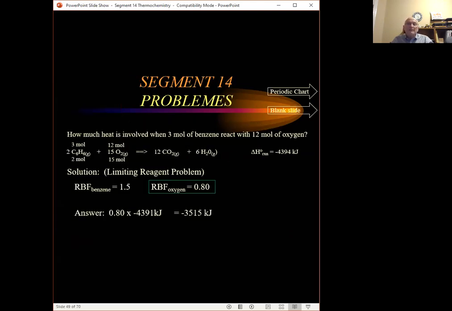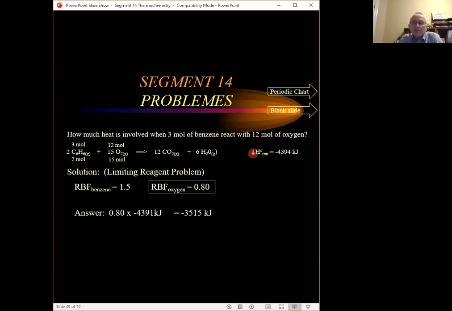All right, now let's do some problems involving reaction and heat flow. We work them just exactly like we've worked all of our problems. How much heat is involved when 3 moles of benzene react with 12 moles of oxygen? This reaction, 2C6H6, that's the formula for benzene, plus 15 O2s goes to 12 CO2s and 6 H2Os. I think that's one of the reactions we did in balancing equations way back in Gen Chem 1.